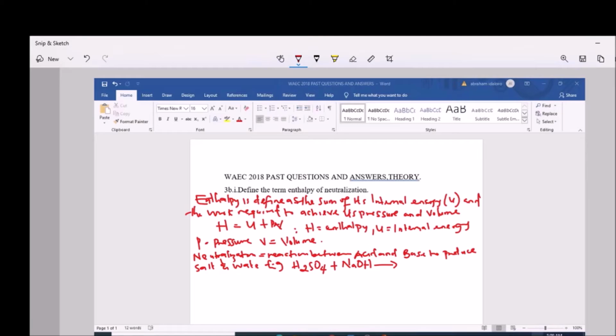Then this is base, sodium hydroxide, and this is acid, sulfuric acid. This is the salt produced, and this is water. So the state of this one is liquid, while this one is solid. We have this one to be aqueous state, and this one is also in aqueous form. Now to the enthalpy of neutralization.